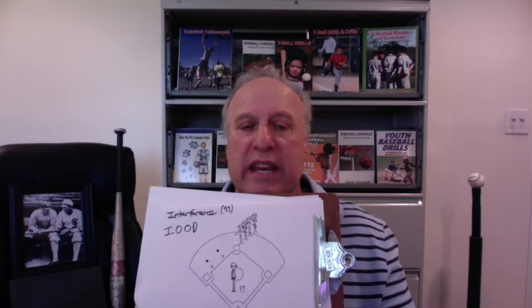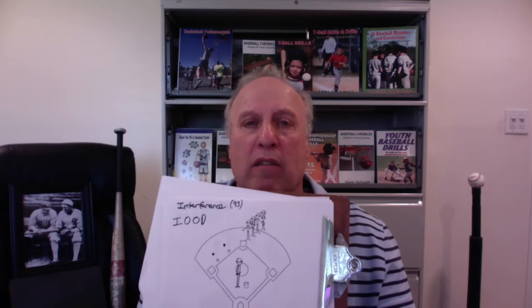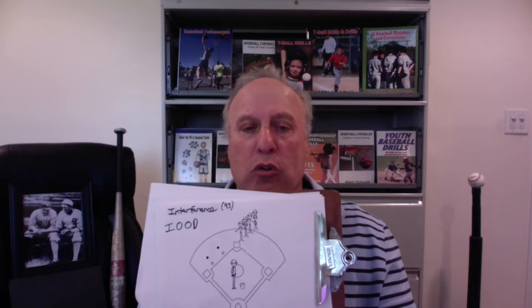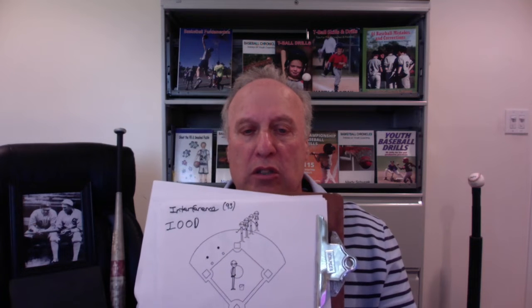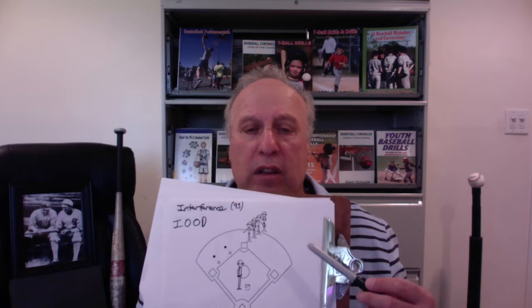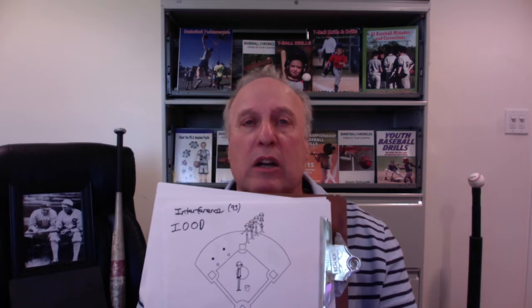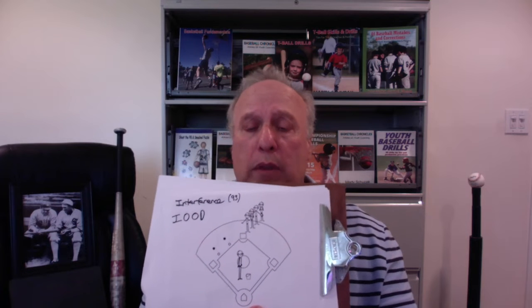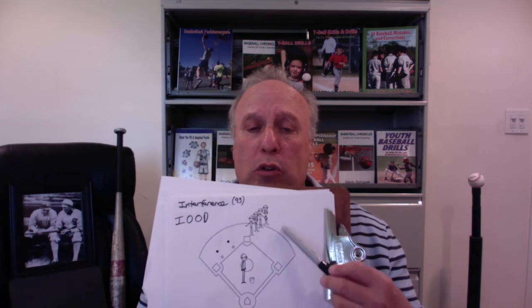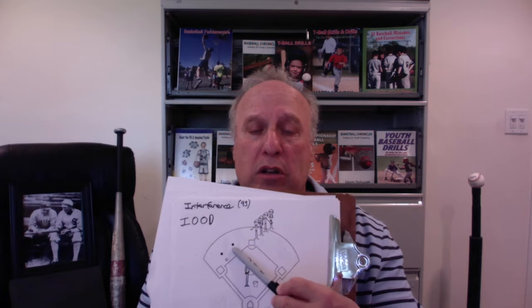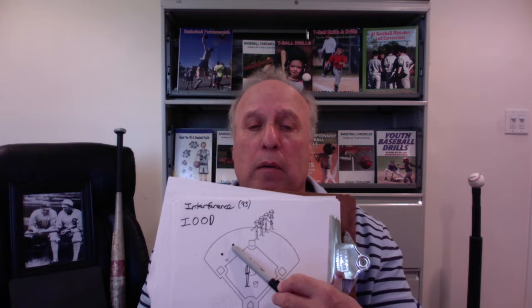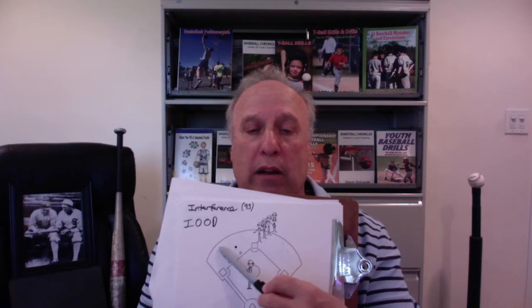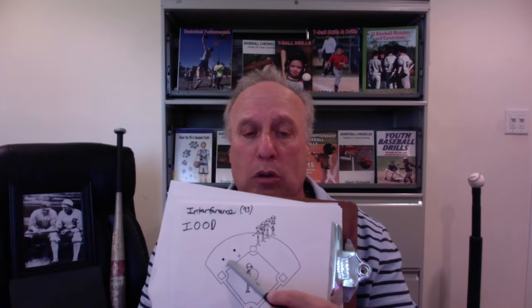I do this once a year just to make players aware of what exactly they have to do to avoid the fielders. So again, if the base runner runs into a fielder, it's interference. And again, the umpire has discretion either to call it or not call it. In this drill, we're having the players avoid the defensive player and also the moving baseball by going around.